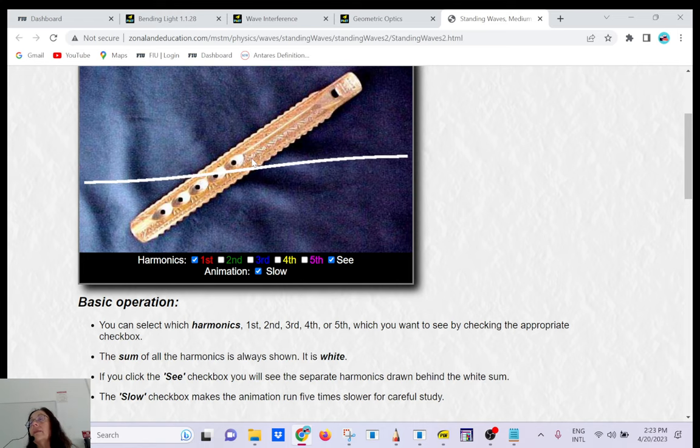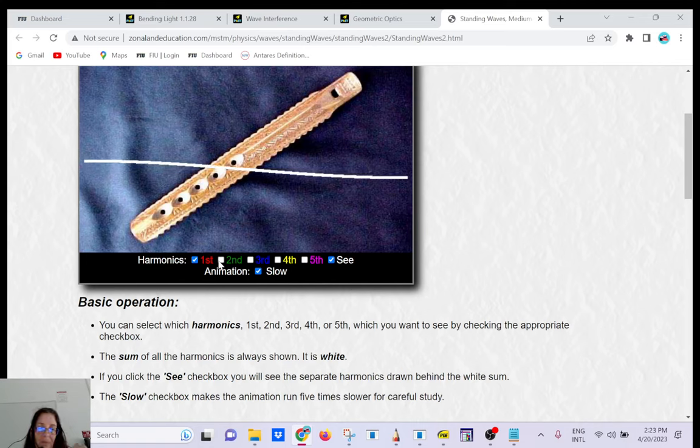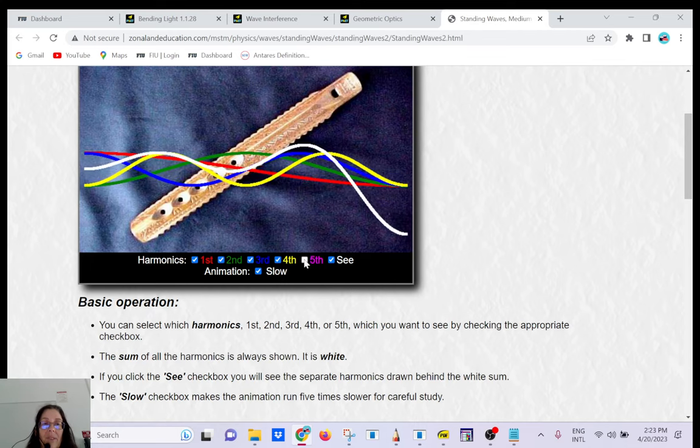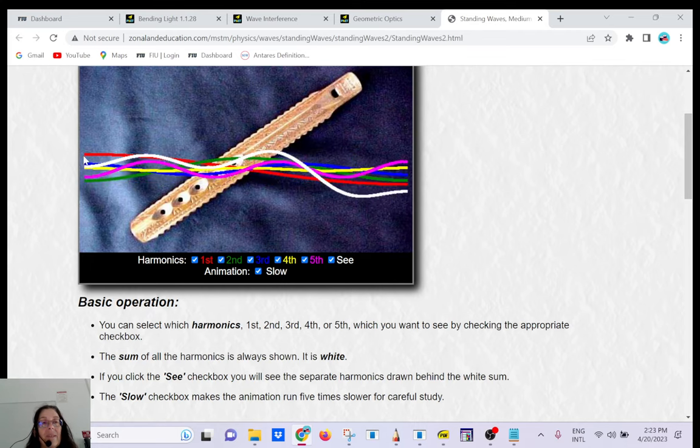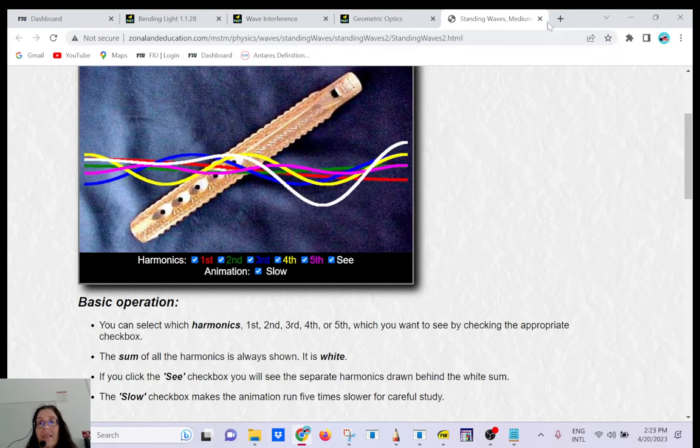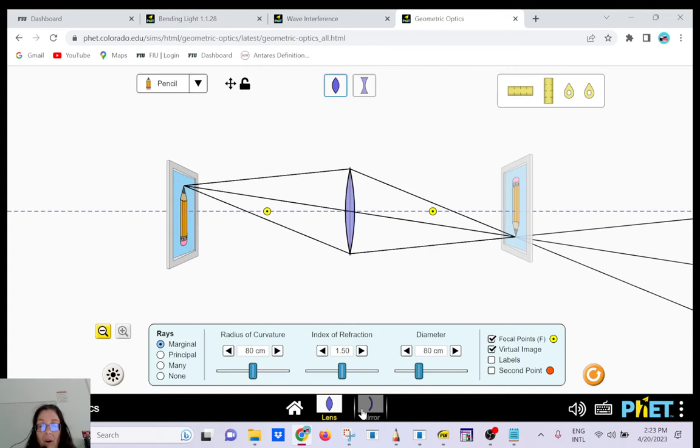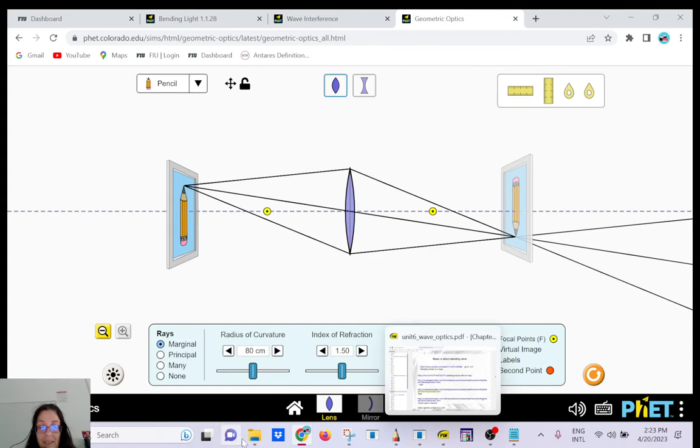Flute is pretty boring, right? I mean, that's the first thing you learn in middle school, right? The first music instrument that you play. And then you combine all the harmonics together. So here it's open, and here it's open. So they are all standing waves, right?